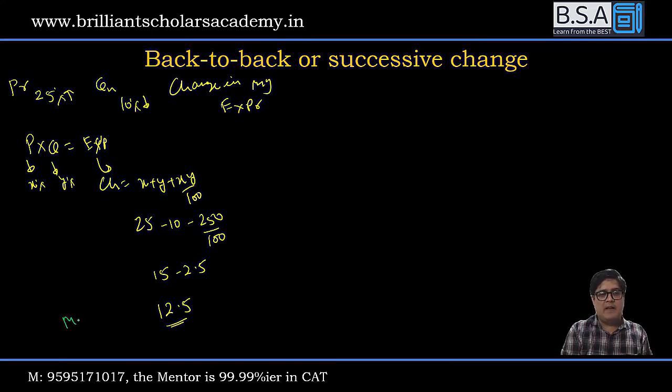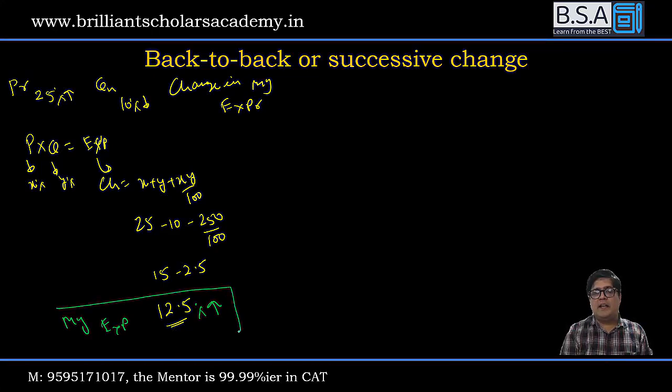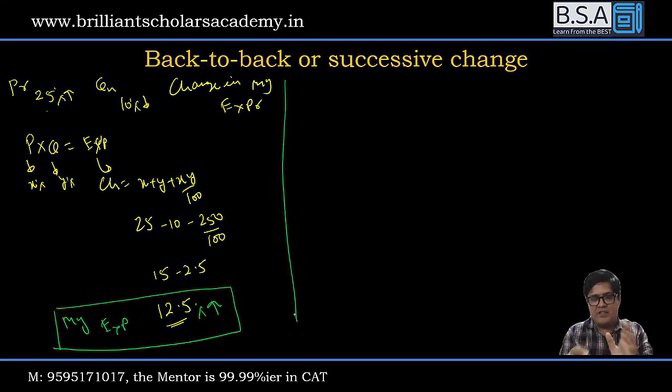That means my expenditure will increase by 12.5%. Expenditure will increase by 12.5% when price and quantity change by 25 and 10%. Is there a better way to solve this? Yes, I will teach that to you. Don't worry. First, you learn these basics. Let us change that.